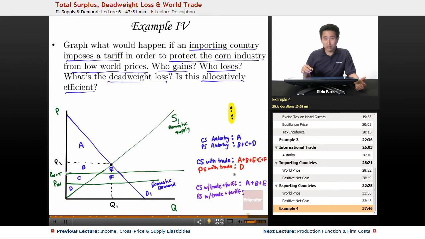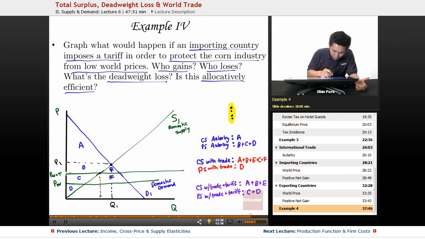This is the argument to protect the producers here. So it's C plus D. So the gain is that you gain that C area, and with that you're helping out the domestic producers from the unfair low prices, or so the argument goes from a government standpoint. Now, this doesn't come with any consequences though, because when you have the tariff, you have some consequences here.